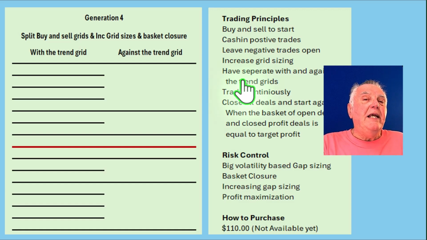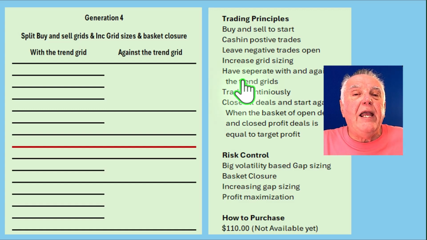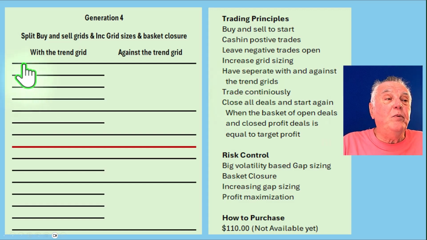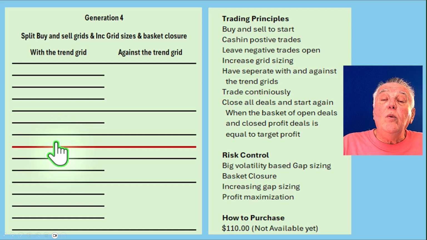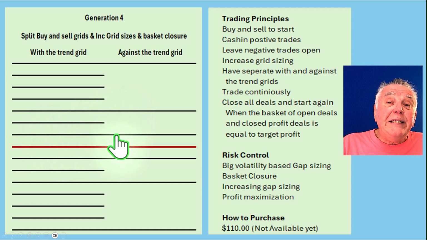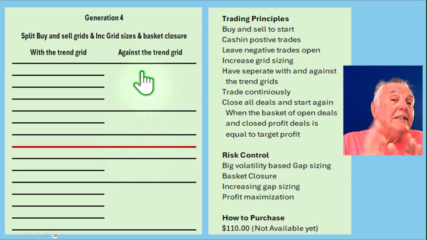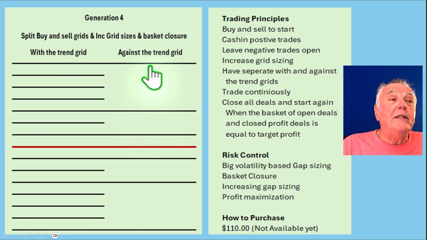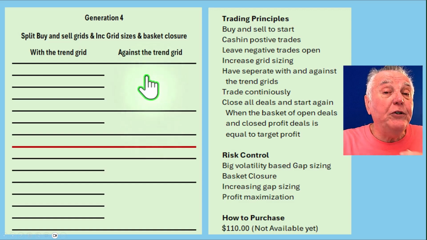So what we then said is, why don't we have a with the trend grid and an against the trend grid? So why that is important is that the with the trend grid is a smaller grid, like there, as you can see, and the against the trend is, as you've seen before, it increases the size of the grid as it's trading against the trend. Now, why would you want that? And the reason is because if you do it for both legs, then it has to move a lot. Let's say that's 100 pips or even 200 pips. The price has to move a lot to get to the next grid level.